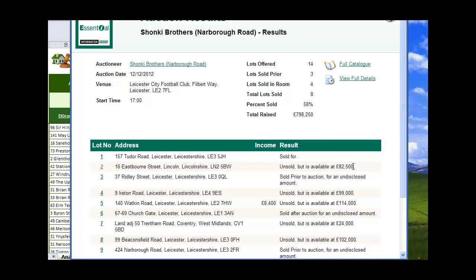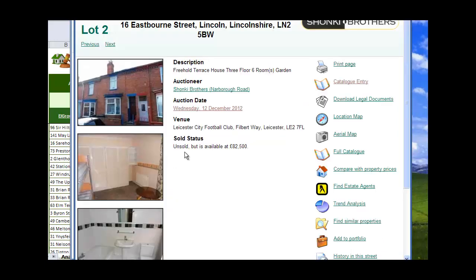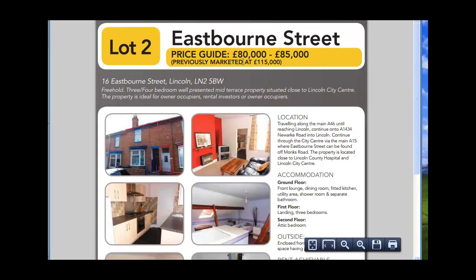£82,500. Now to find out how that fits in to their guide price, if we click on lot number 2 and open it up, we come to the summary, which has again unsold but is available at 82,500. But open the catalogue entry and the probability is that we will find the original guide price. And that is the case, 80,000 to 85. So in the case of Shonkies, in this particular lot, had you put in the £80,000, then the reserve would be slightly over. Had you put in the £85,000, the reserve would be slightly under. Let me close these lots down.